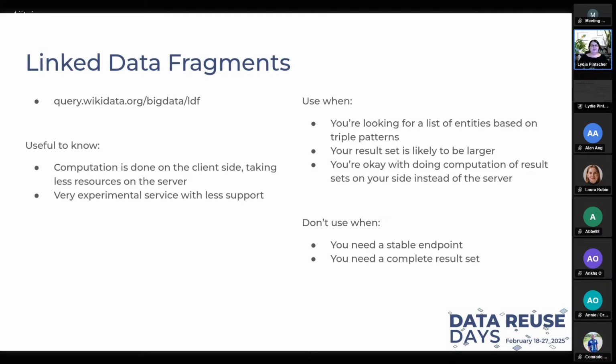You can use that if you're looking for a list of entities based on simple triple patterns. You probably want to use it more if your result set is going to be larger, and if you're okay with doing a computation on your side instead of server side. And you don't want to use it if you need something very stable because it's experimental, and if you need a complete result set because it doesn't always give you the full result for your query.